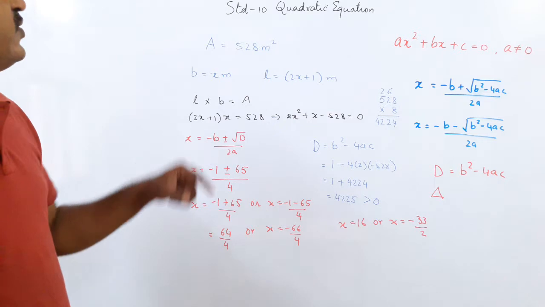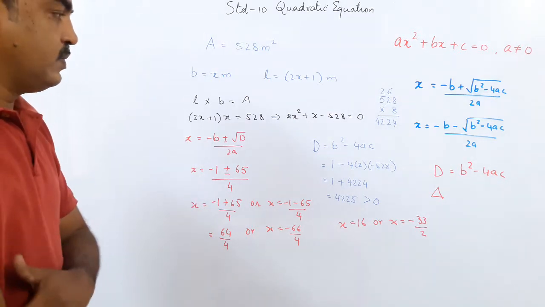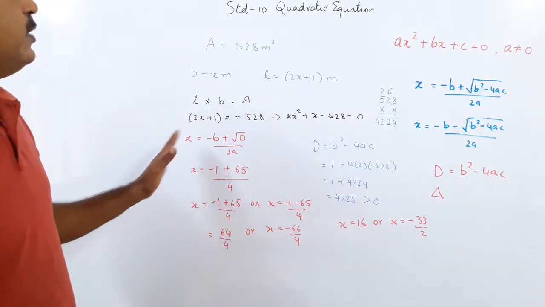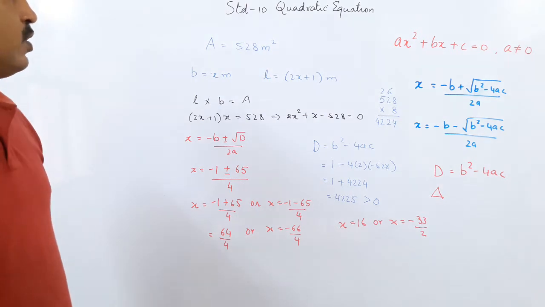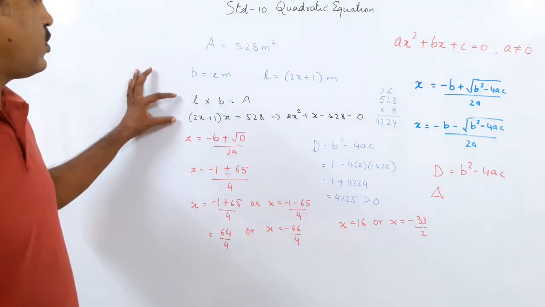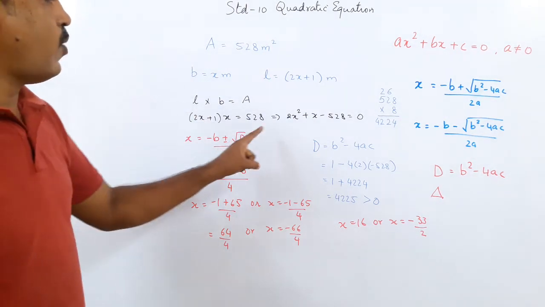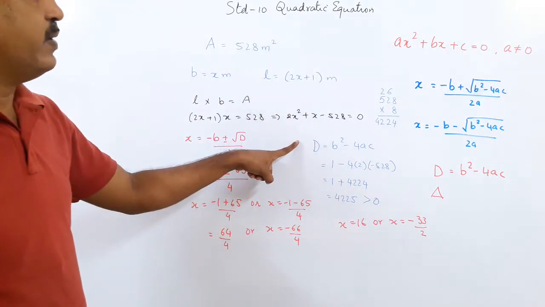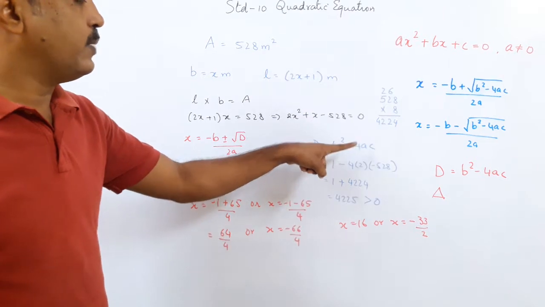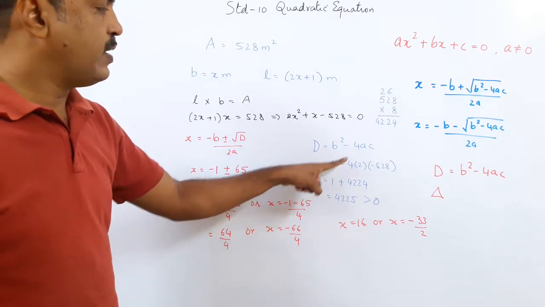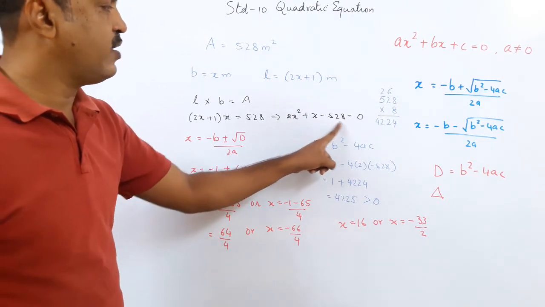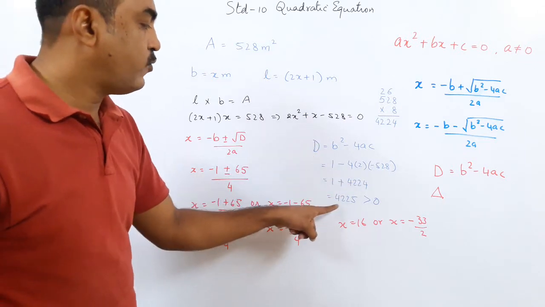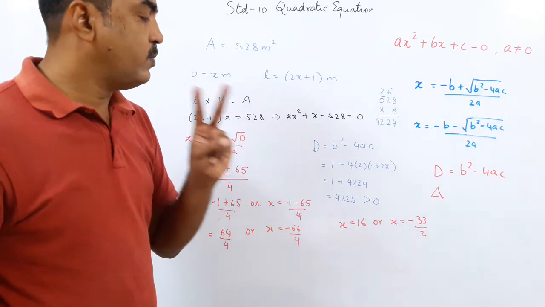Now the previous sum which we had done by splitting the middle term, I have done the same sum by using the quadratic formula. So what we did, first we found out the relation and formed an equation, compared the a, b and c and first found out the discriminant. b square minus 4ac and put the values correctly. 1 minus 4 into 2 into minus 528. So we got 4225 is greater than 0. So there will be two real roots.